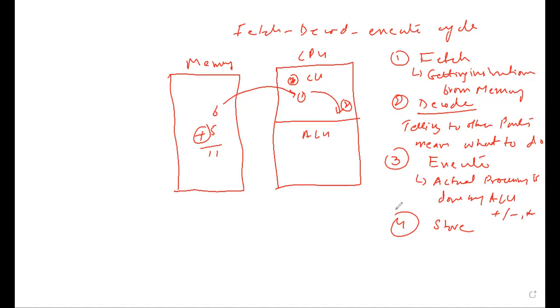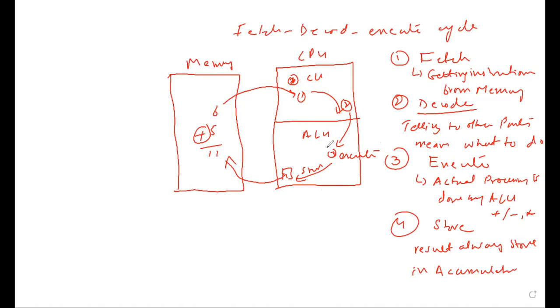And after producing the result, always store. Now the third step is execute, and the fourth step is store. The result is always stored in the accumulator. Accumulator is a kind of register. And then it's transferred to RAM also. We also call this the machine cycle, the fetch, decode, execute cycle. Okay, is this clear?